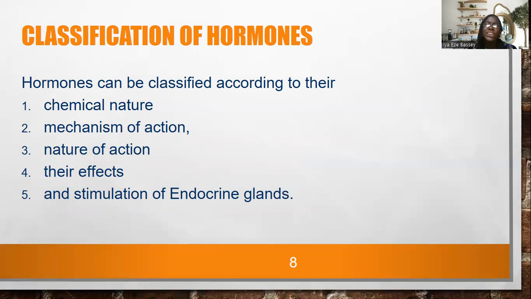There are different classification systems, and about 5 I will mention here. They could be classified according to their chemical nature, that is, what they are made up of.